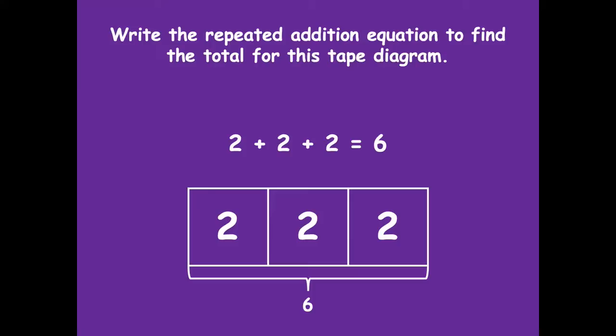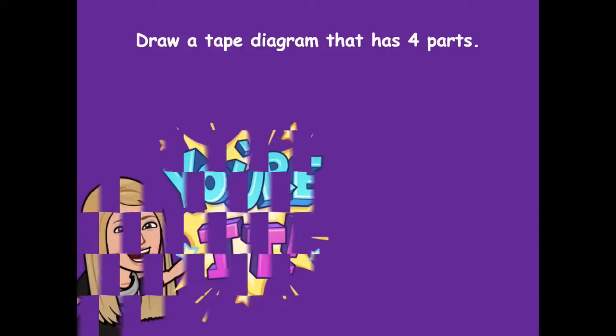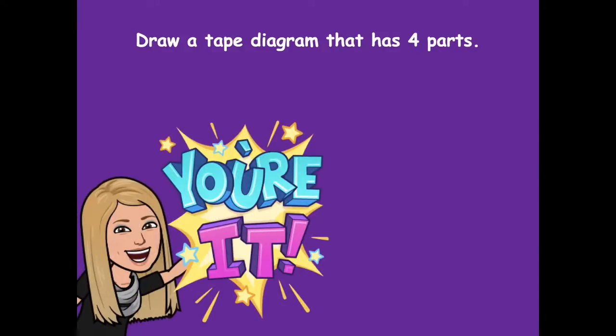All right, so here is my repeated addition. There are 3 groups, so I would have 3 twos in my repeated addition, and 2 plus 2 plus 2 equals 6. So we're adding units of 2 in this one because they're in groups of 2. Okay, so draw a tape diagram that has 4 parts. Pause the video, just draw the 4 parts, and then click play when you're ready for the next step.